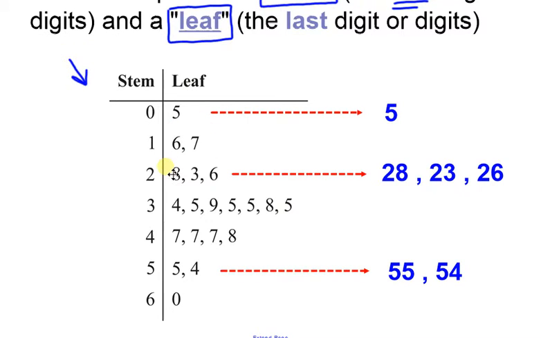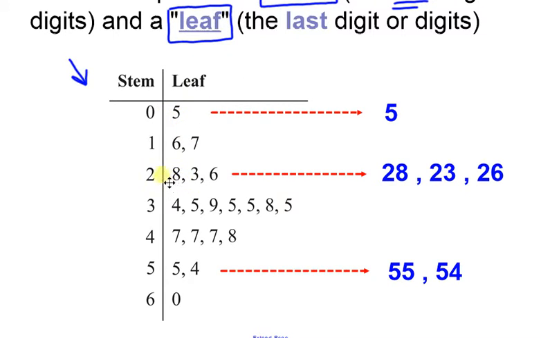The actual stem and leaf plot is only the black writing here, and I'm going to use the red and the blue to explain. Over on the left, we have the stem. This means that the number starts with a 0, and the leaf means it ends with a 5. So this number right here is simply 5.